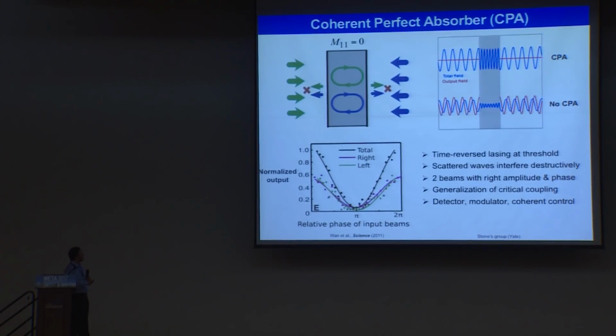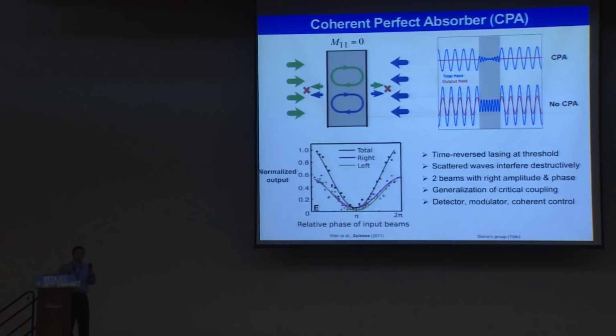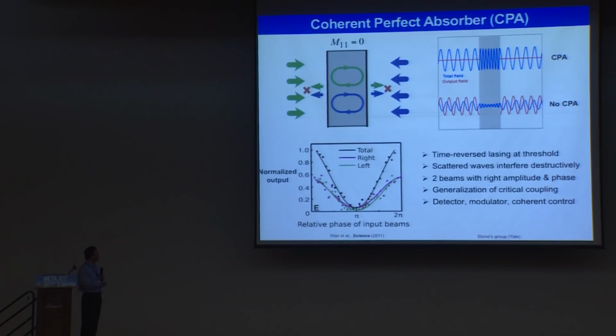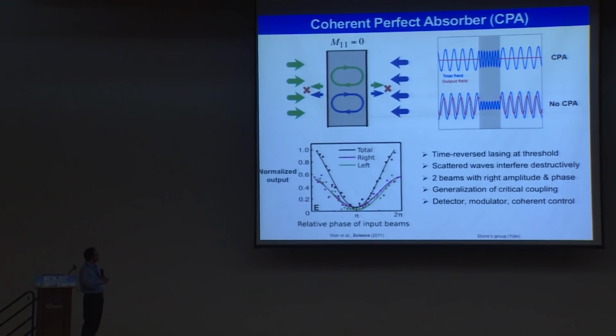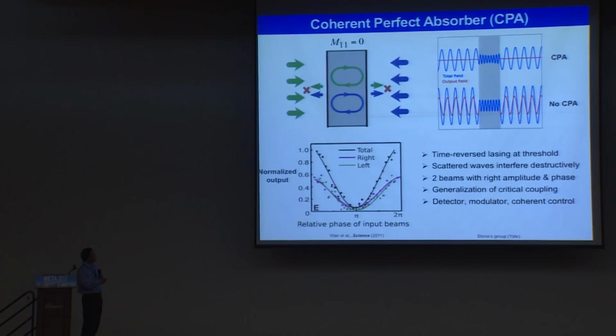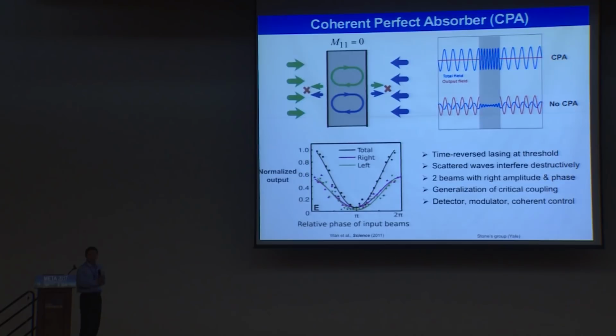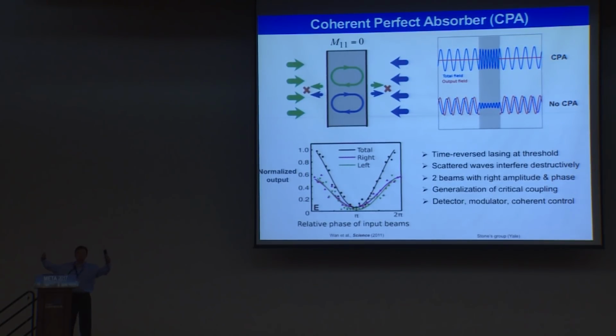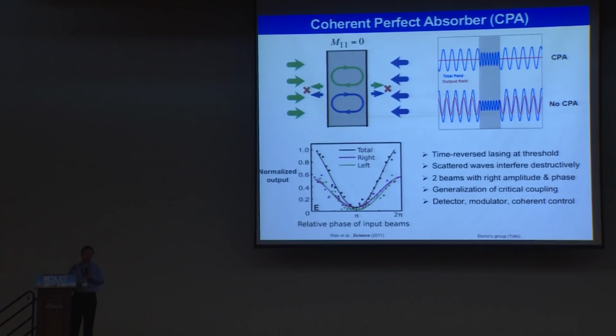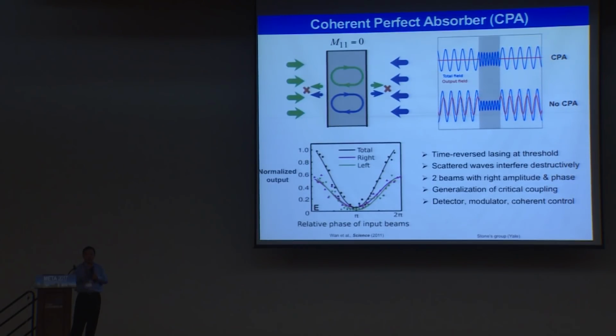And now, if these two incoming beams are coherent, at the same frequency with a given phase, okay, under a certain condition of the phase difference, the outgoing beam, whether transmission or reflection, can be totally canceled. Therefore, everything is absorbed. Every incoming beam from both sides is absorbed in such a medium.